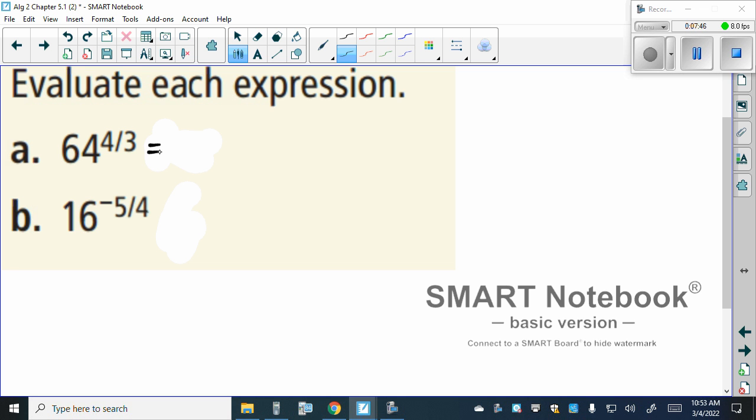So really we can break this down to see how we can rewrite it so it's easier to work with, yes? Now 64, we're going to be taking the what root of it? The third, yes? Because that's the denominator. So if we wanted to, we could rewrite this as 64 to the 1/3 to the 4th. Which actually tells me that I have the cubed root of.